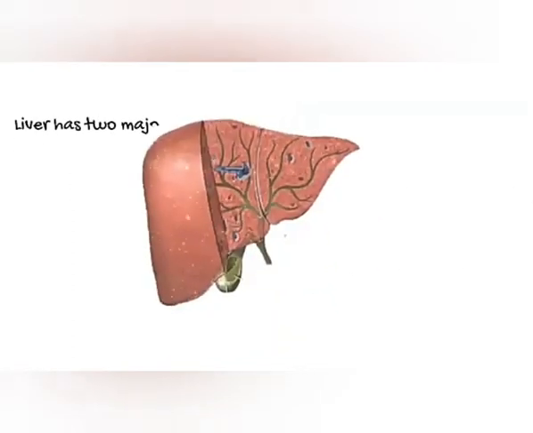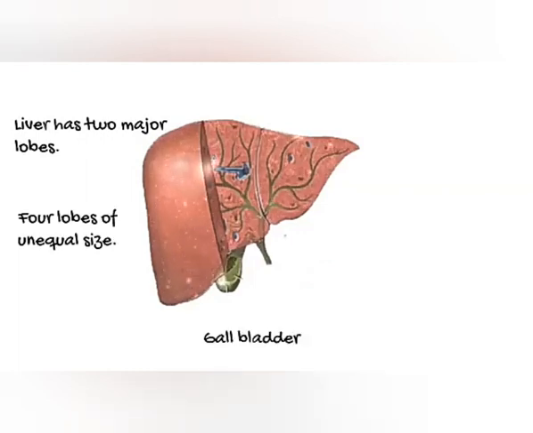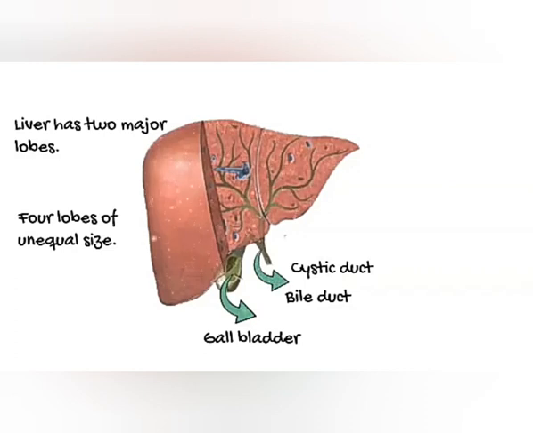The liver can be seen as though it's made up of two major lobes, but it's actually four lobes of unequal size. One of the organs in close proximity to the liver is the gallbladder, which actually connects with the liver. The bile duct comes from the liver, and the gallbladder and the cystic duct connect with the liver. These are important in the bile system.